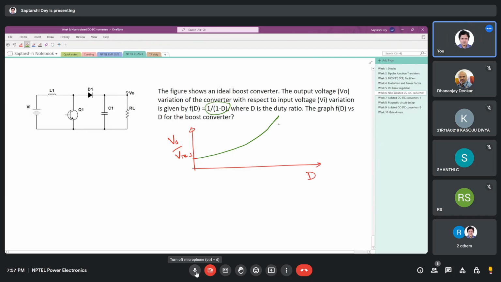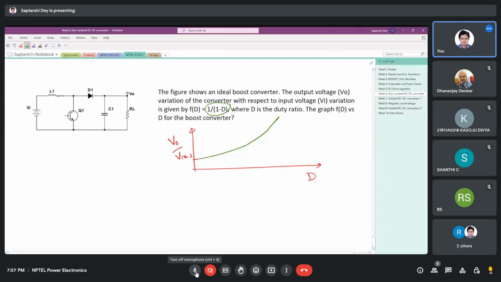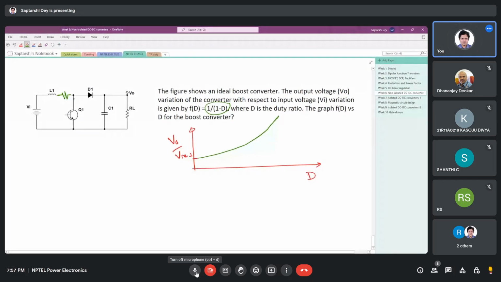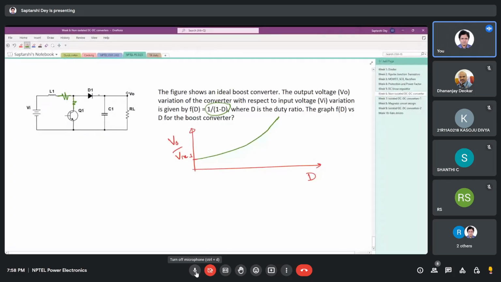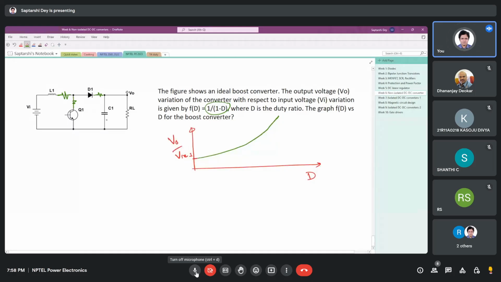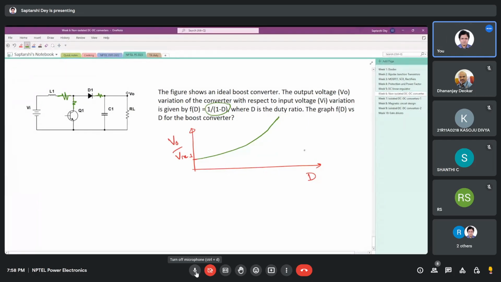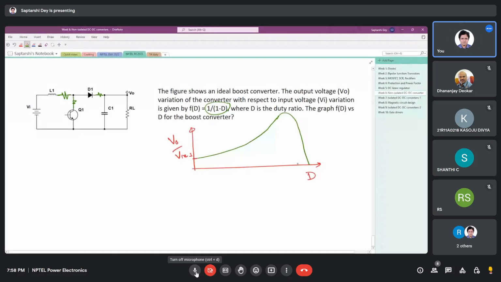Actually, in reality, there are non-idealities. There are resistances here, here, here, like this, and they will restrict this increment. So in reality, we get something like this. Looks like an induction motor curve. Anyway, in reality, we get something like this.